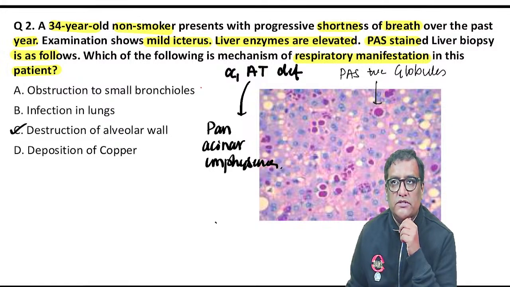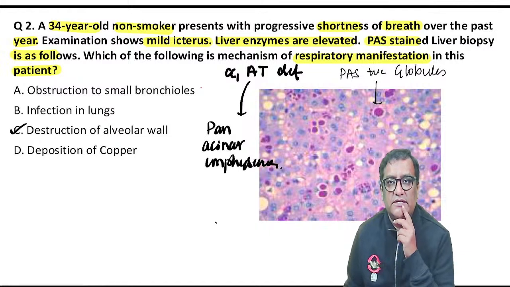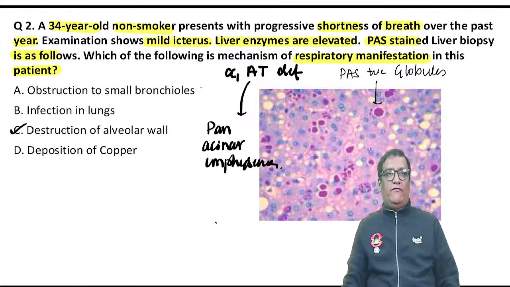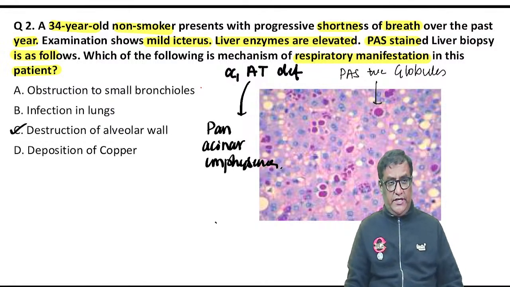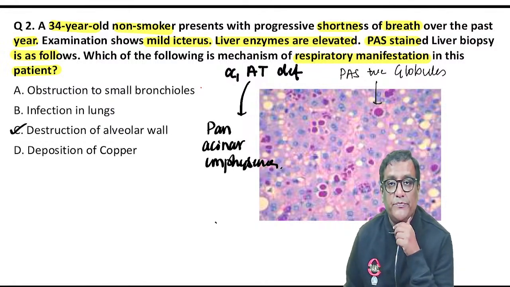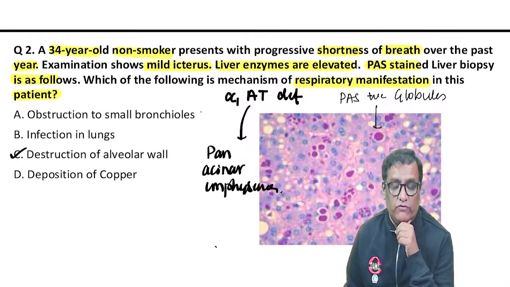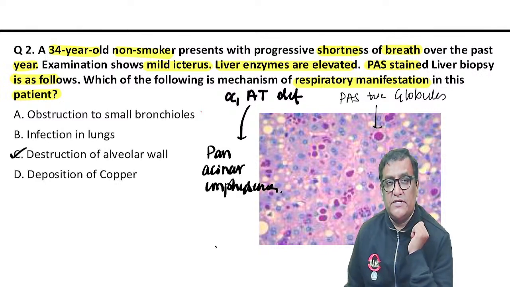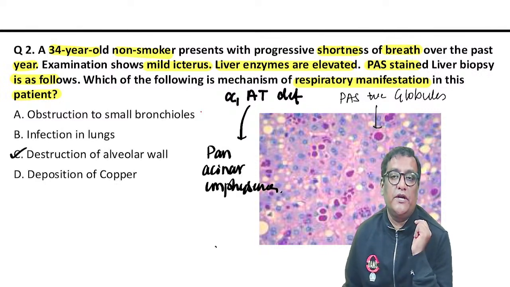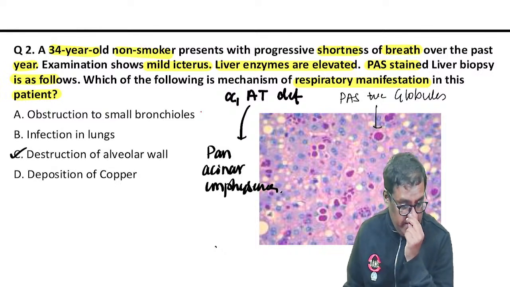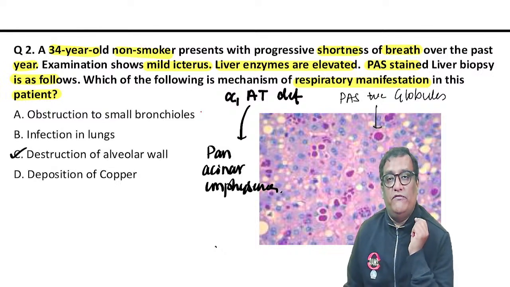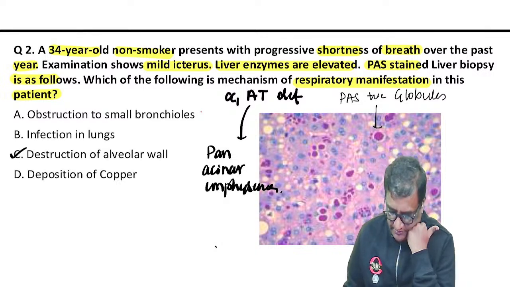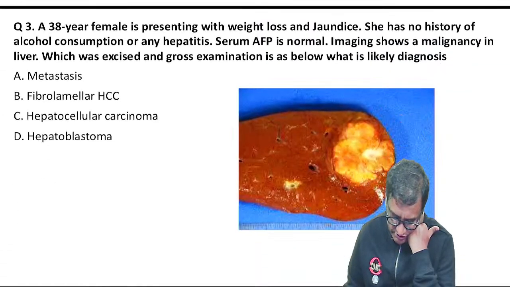Yes, Jashwant, you are absolutely right. This is an alpha 1 antitrypsin deficiency. Good, guys. Very good. So this was alpha 1 antitrypsin deficiency. And what is the answer to this question? Destruction of alveolar wall is happening, isn't it? Alpha 1 antitrypsin is also associated with MPGN. Remember, membranoproliferative glomerulonephritis as well in kidney.